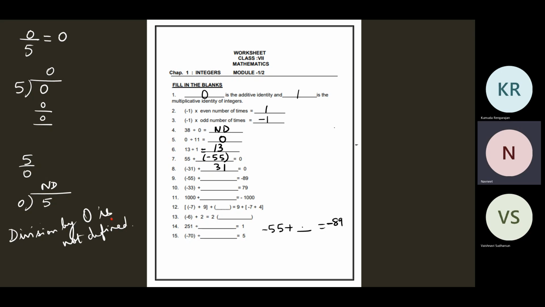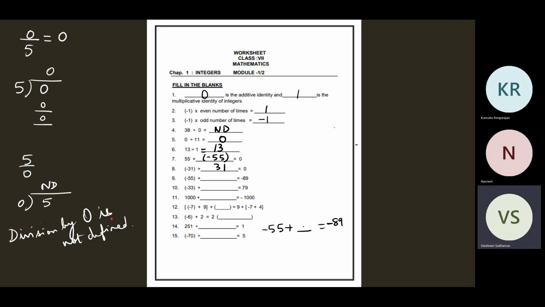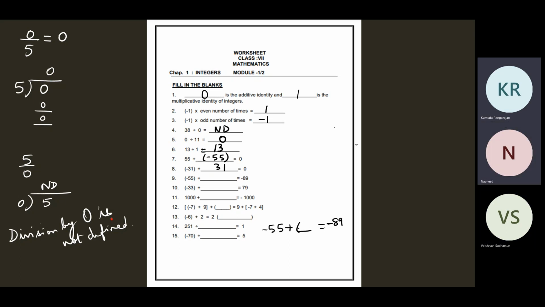Ma'am, the answer is bracket minus 34. Okay, what is your answer, Anirudh? Ma'am, minus 34 only, ma'am. I said first, ma'am. Okay, that's fine. So in the bracket minus 34, because we cannot have two signs at the same time, like minus 55 plus minus 34. So we need to enclose it in a bracket. Correct. Both of you are right. Minus 55 and in brackets minus 34 is minus 89. Very good.